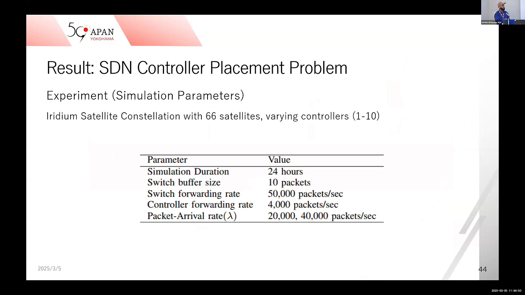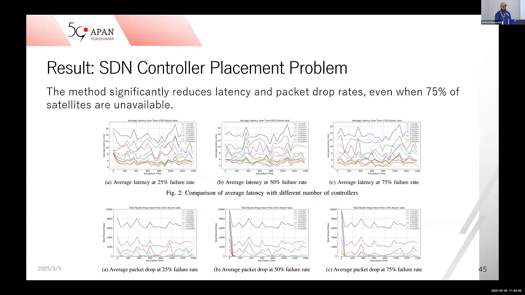This is the simulation parameter set that we used for the first challenge I talked about, which is the controller placement. These are some of the results, because, as I mentioned, we used the average latency, and the average latency at a 25% failure rate. It means if 25% of the satellites fail to work, what will be the average latency of the network? If there is a 50% failure rate of the satellites, what will the latency be? If a 75% failure rate, what is going to be the latency? These results show us this particular information.